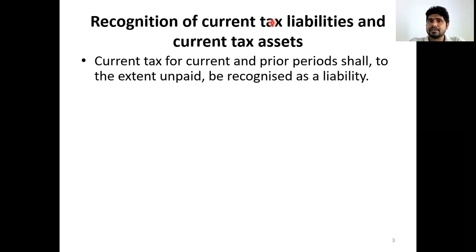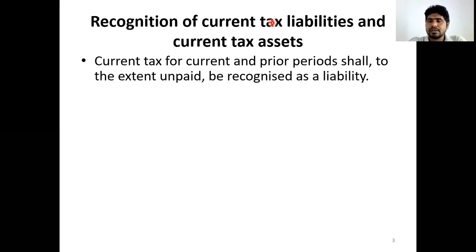Current tax for the current period, and prior period, previous period, right? So for example, in 2020, for the accounting period 2020, you have made some amount of profit, but you have not yet paid that tax to the government. That is a tax expense for the previous period. Current period is 2021.